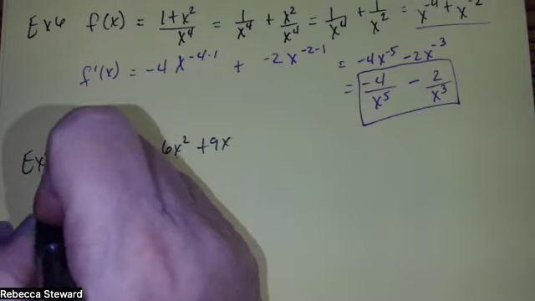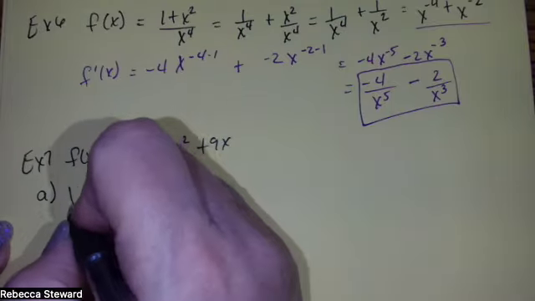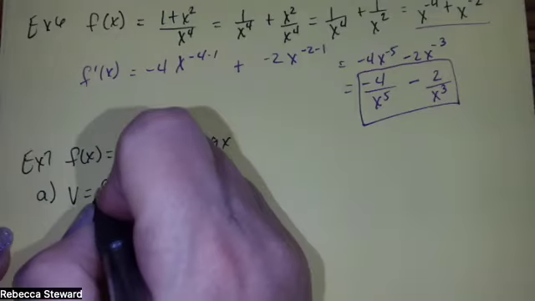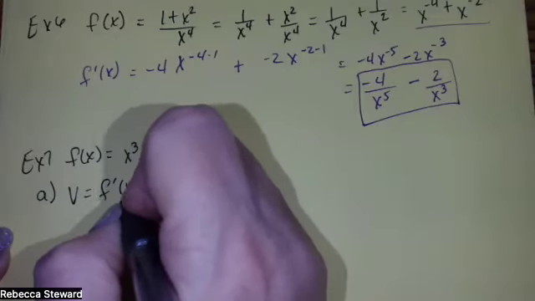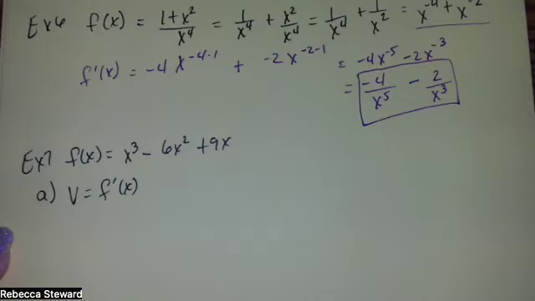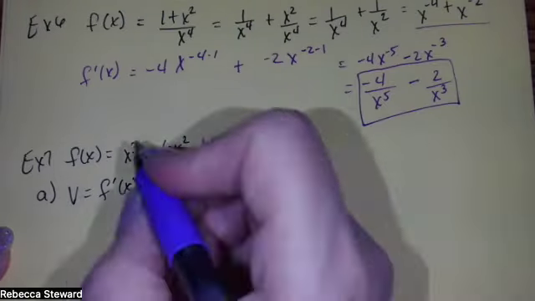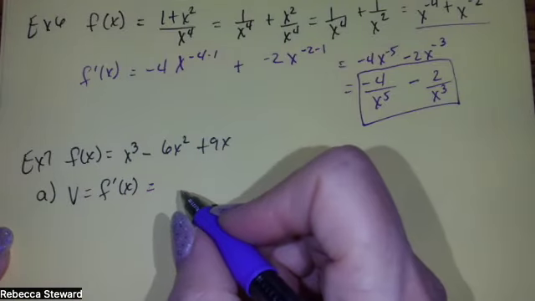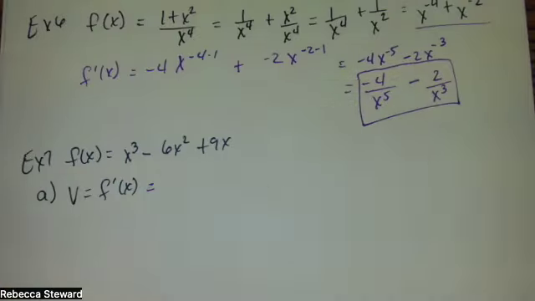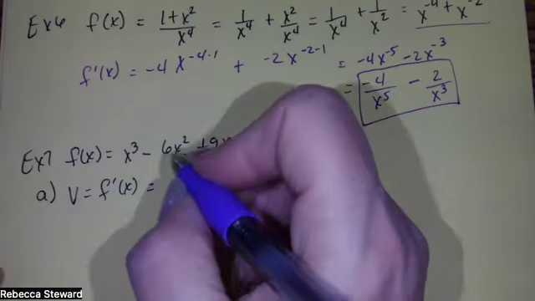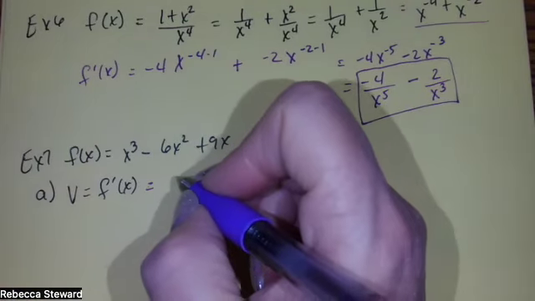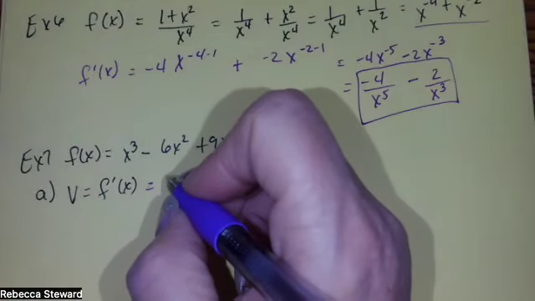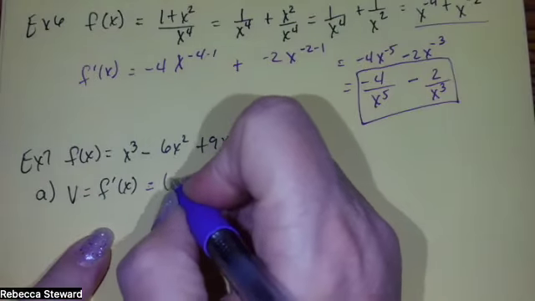So for part A, we want v to equal our f prime of x. That's what we want to find. So let's do our thing. Now we're going to take the derivative of each part. So that means, and you don't necessarily have to write every little step that I do, but I want to make sure you understand where things are coming from.